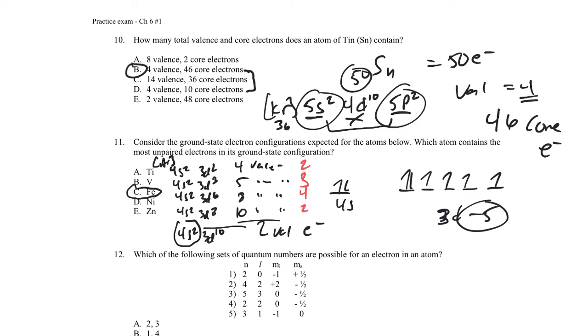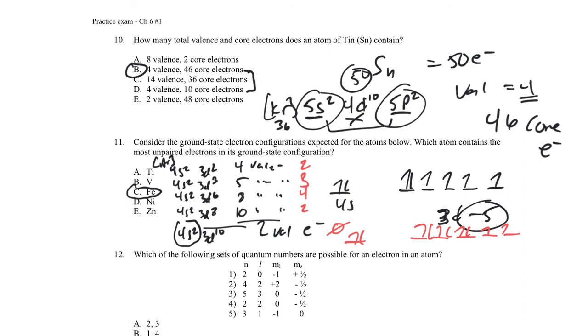Nickel has only 2. So if we look at nickel, nickel would have a 4s2, and then 1, 2, 3, 4, 5, 1, 2, 3, 4, 5, 6, 7, 8 for the 3d8. Zinc would have 0 unpaired electrons. So the most in these atoms here would be iron.